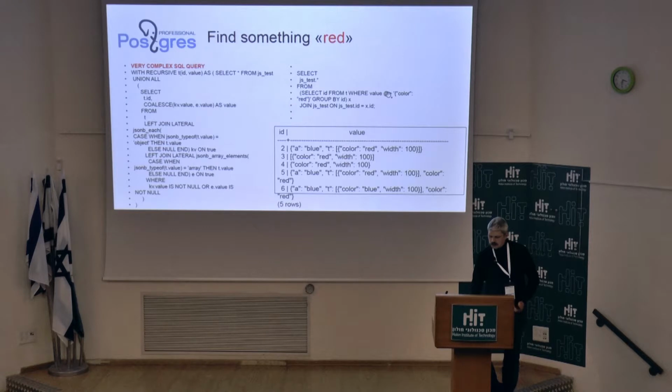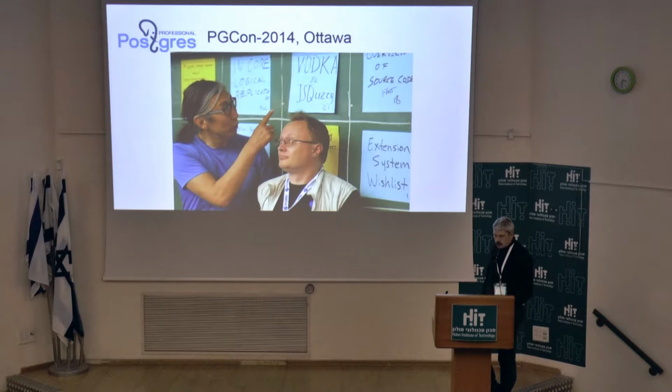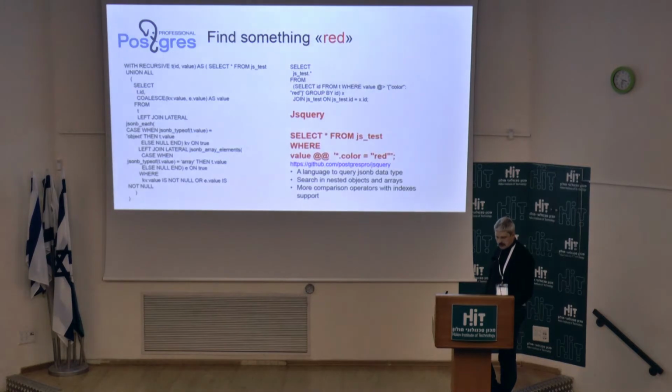It is simplified with the contains operator, but not very. It also works. So to improve this, Oleg and Theodore invented JSQuery, which was then implemented by Alexander Korotkov. JSQuery is a special data type which provides a better query language for JSON, JSONB.